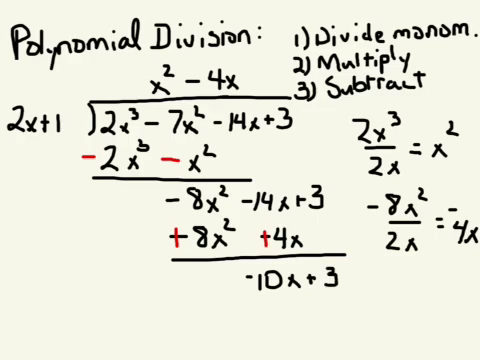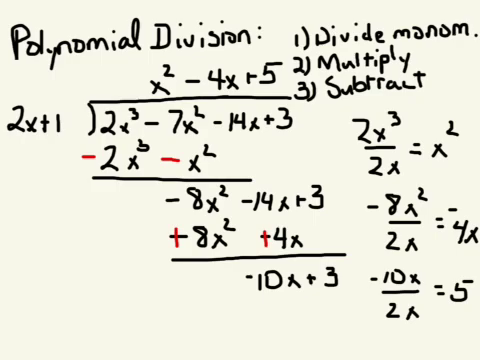Alright, so we're almost done. I look at the leading term, negative 10x. I want to divide that by the leading term, 2x. That gives me my last term. Negative 10x divided by 2x is 5. And so I have plus 5 as my last term. And now we multiply.